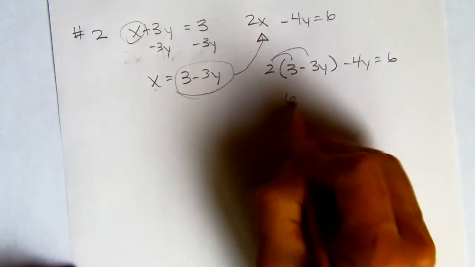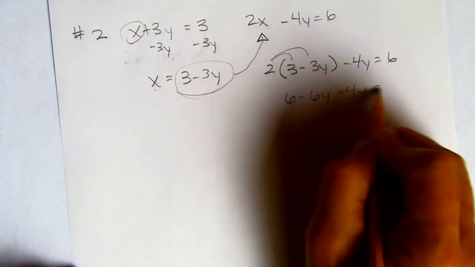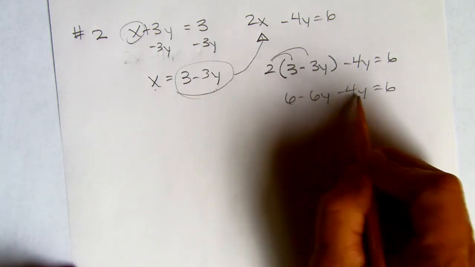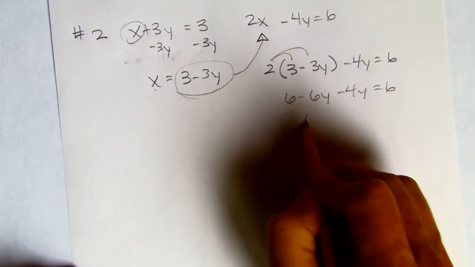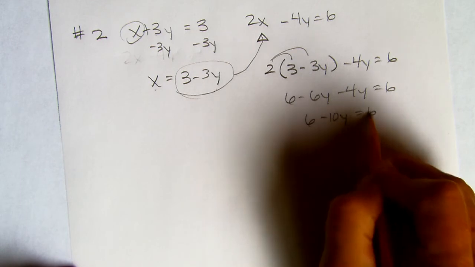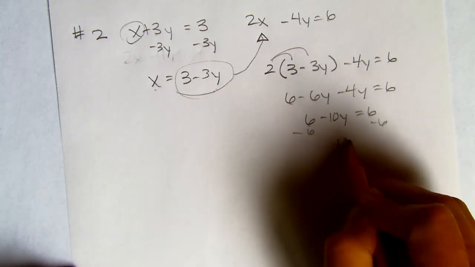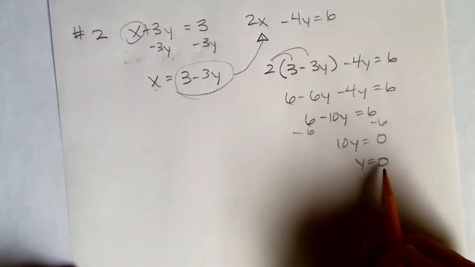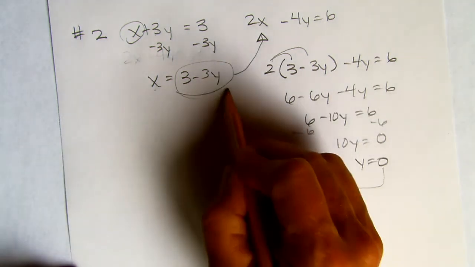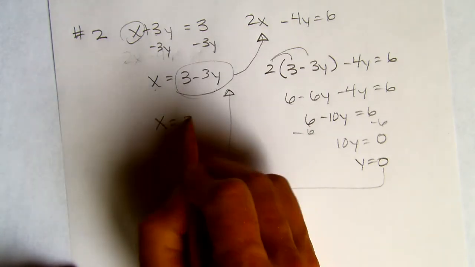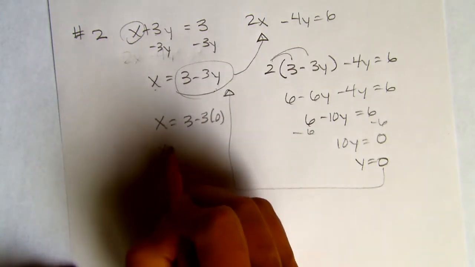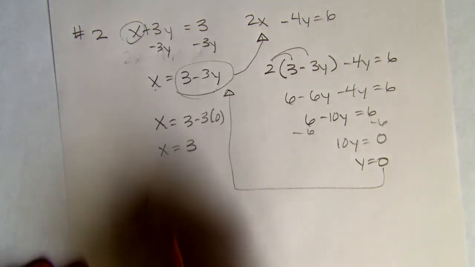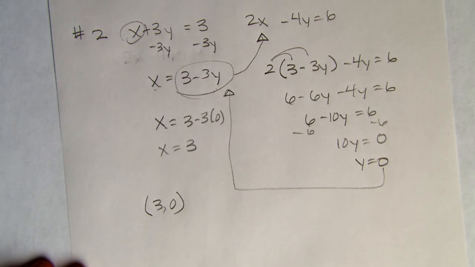Do some distributing. Do some simplifying. 6 minus 10y equals 6. Subtract 6 from both sides. y must equal 0. Well, now if y equals 0, I go plug that back up in here, and I'll see that x equals 3. So my solution, remember this intersection is a point, is 3 comma 0.